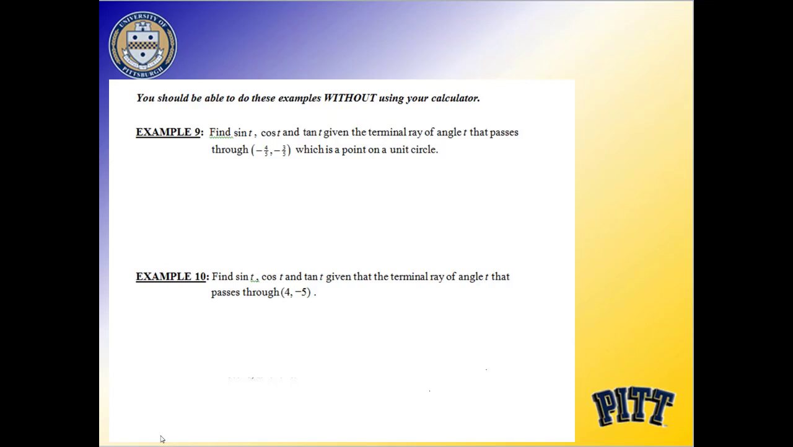Find the sine, cosine, and tangent given the terminal ray of angle t that passes through negative 4 fifths, comma negative 3 fifths, which is a point on the unit circle. Now you could have figured out if it was a point on the unit circle or not. However, that being the case makes this a heck of a lot easier because if it's on a unit circle, I know that the x coordinate has to be the cosine of t, and the y coordinate has to be the sine of t. So I could say these two things right away.